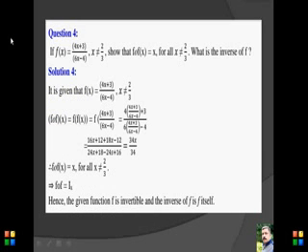Next, question number 4. If f(x) is equal to 4x plus 3 upon 6x minus 4, show that f of f is equal to x. And what is the inverse? This you also calculate.